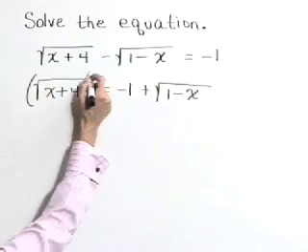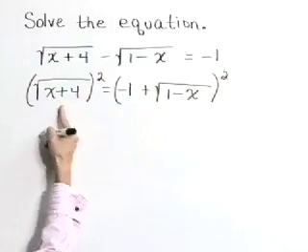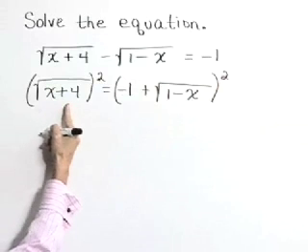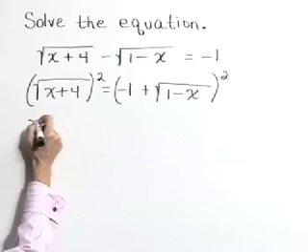Now we're going to square both sides so that we can eliminate the radical on the left. The square root of x plus 4, quantity squared, is equal to x plus 4.